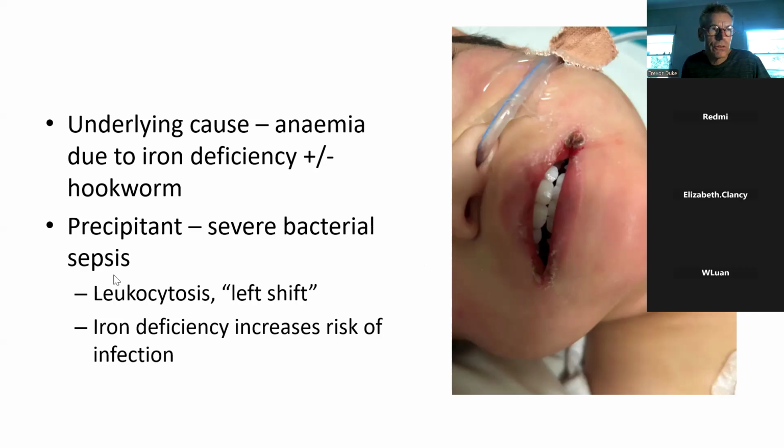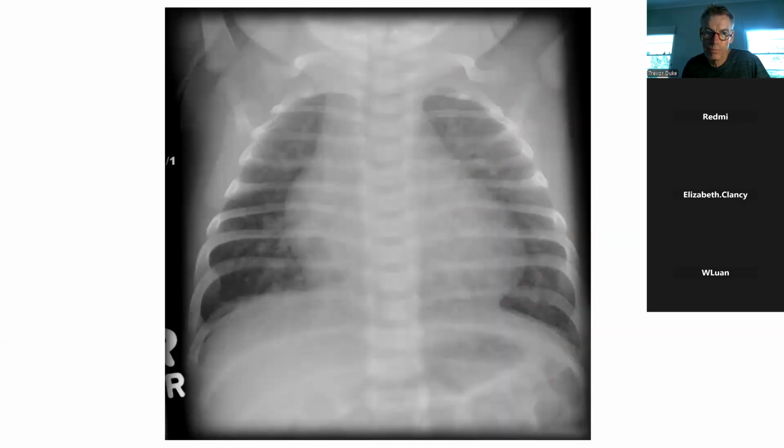There's almost always a precipitant, and it can be some infection that's quite trivial, like a viral infection, or it could be a severe bacterial infection, severe bacterial sepsis. So that's what this child manifested. Again, you need to be able to identify the underlying cause of the heart failure, in this case severe anemia, and the underlying precipitant for the child going into heart failure.